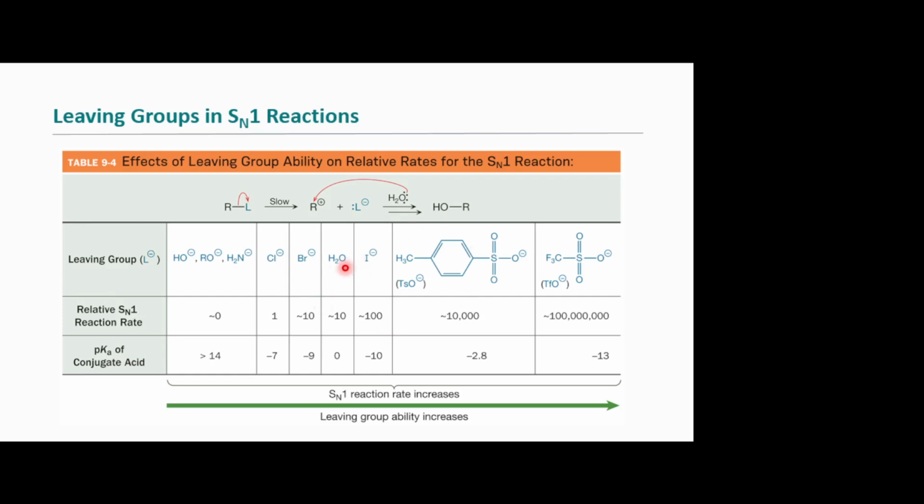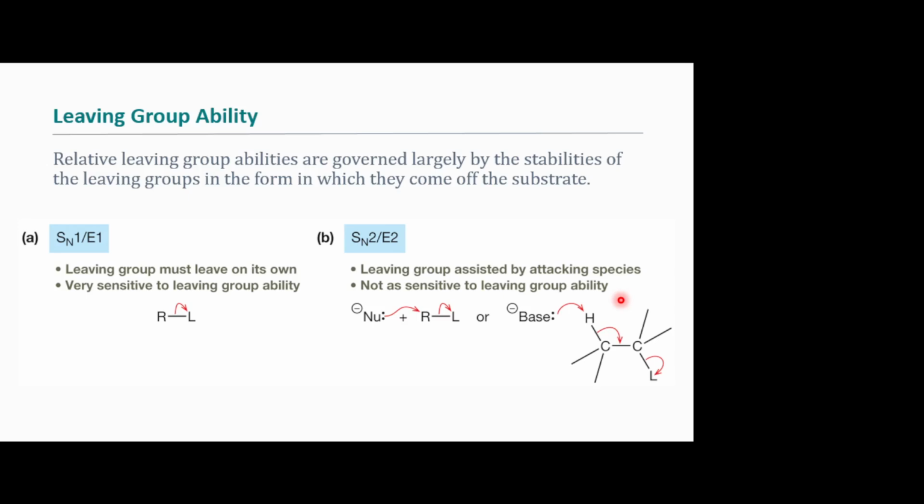And so this will be a very good leaving group. Iodide is an even better one. There's the tosylate. And this is one of the best leaving groups to ever be made right here. TfO. Very, very fast leaving group. Yeah, extremely good. It's a lot. 100 million times the speed, right? This is a very good source of carbocation if you ever need to make them. Okay, so this is the leaving group ability.